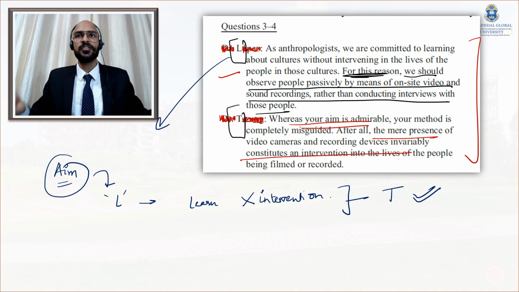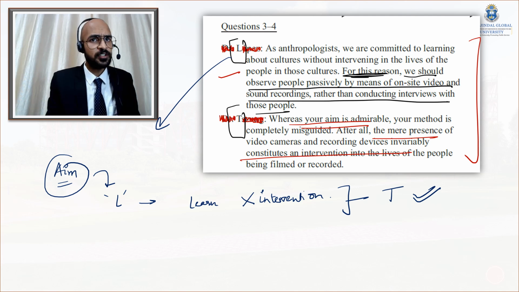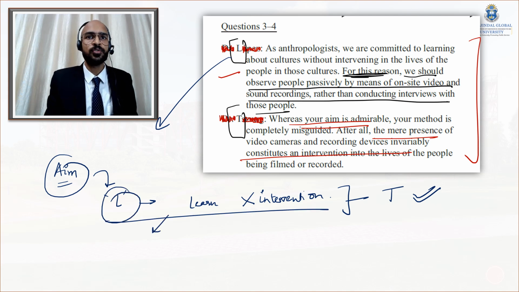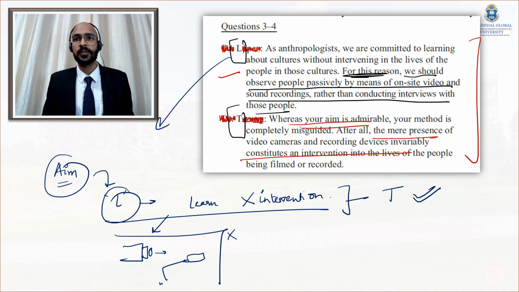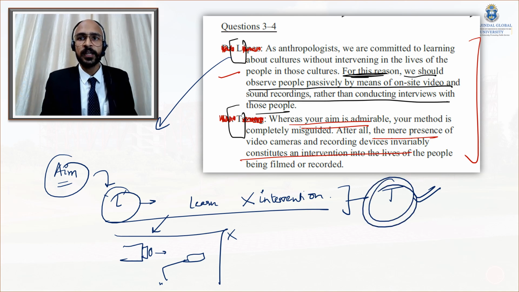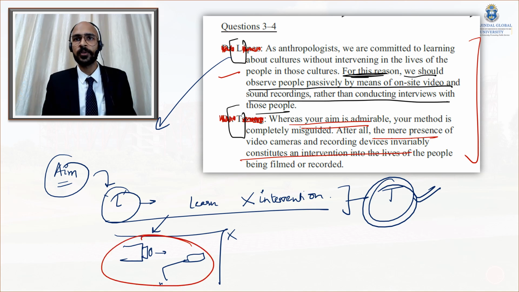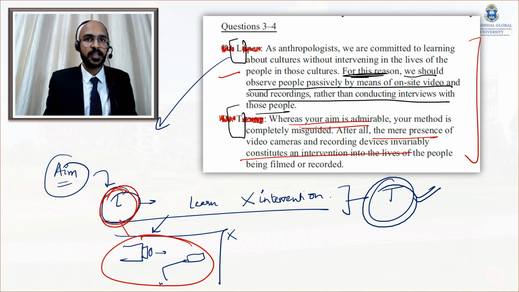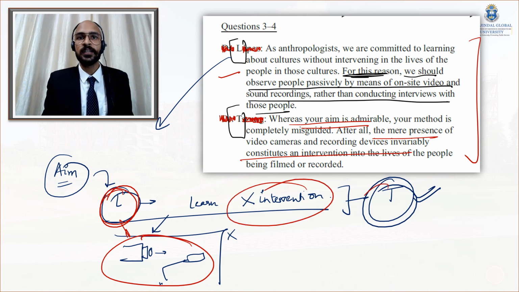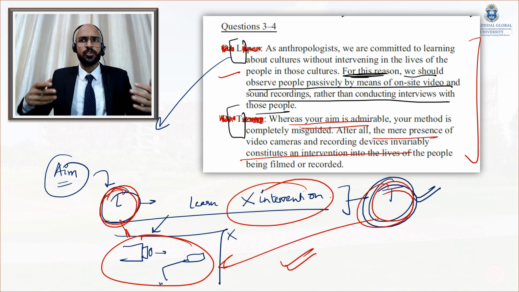But L's suggestion for this, or what L proposes to do around this, is that L says, since we want to learn without intervention, that we should use cameras. So according to L, maybe you might want to install CCTV cameras, or you might want to use a mic. Now, according to L, this is not intervention. This is not invasive. But according to T, even the presence of these cameras or these recording devices is intervention. So L says cameras, not intervention. T says camera is intervention. So we now know as to what the point of disagreement is.